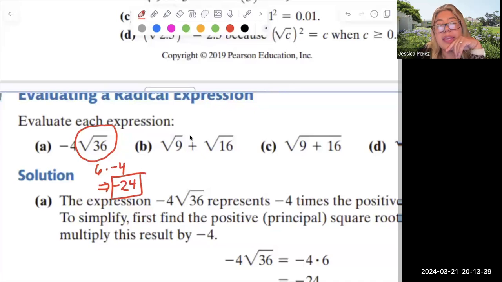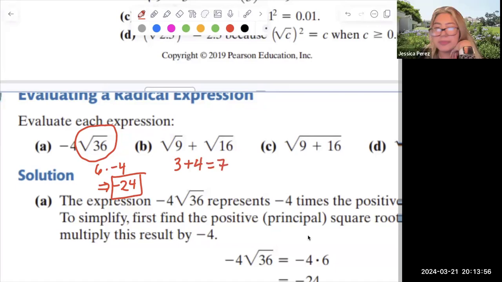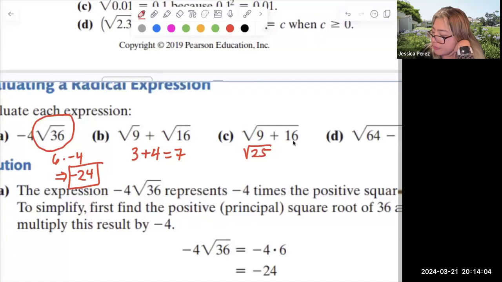Same thing for B, the square root of 9. So what number gives you 9 when it's a perfect root? We know that's 3 plus, what's the square root of 16? 4, right? Exactly. So 3 plus 4 is 7. Now C is different because they're both inside. So what's 9 plus 16? That's the square root of 25, but that's equal to 5.